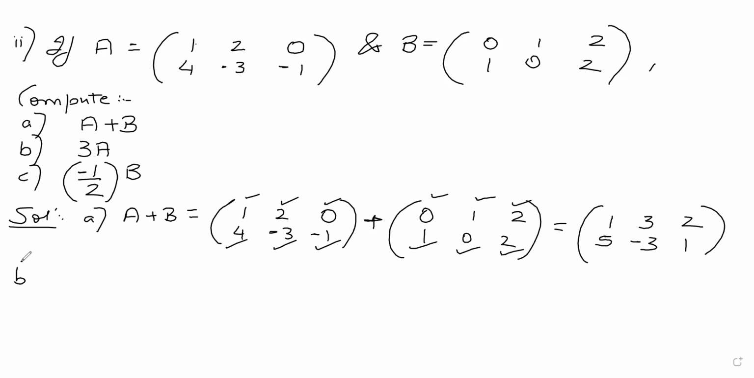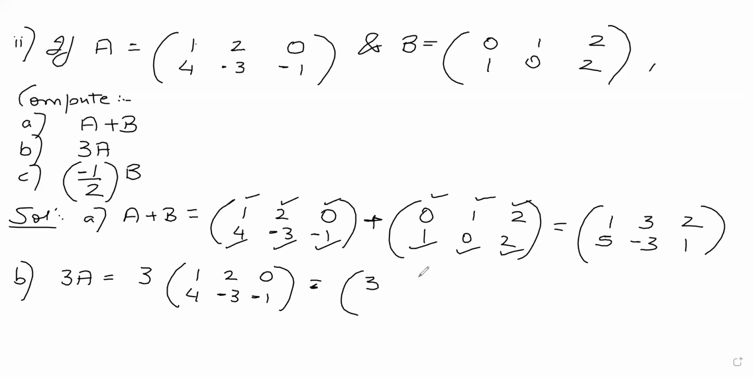Okay. Similarly, 3 times A will be, you can see 3 is a scalar. So 3 times A is 1, 2, 0, 4, minus 3, minus 1. So how do I solve it? I multiply all the elements by 3. So 3 into 1, 3. 3 2s are 6. 3 zeros are 0. 3 4s are 12. 3 into minus 3, minus 9. 3 into minus 1, minus 3.